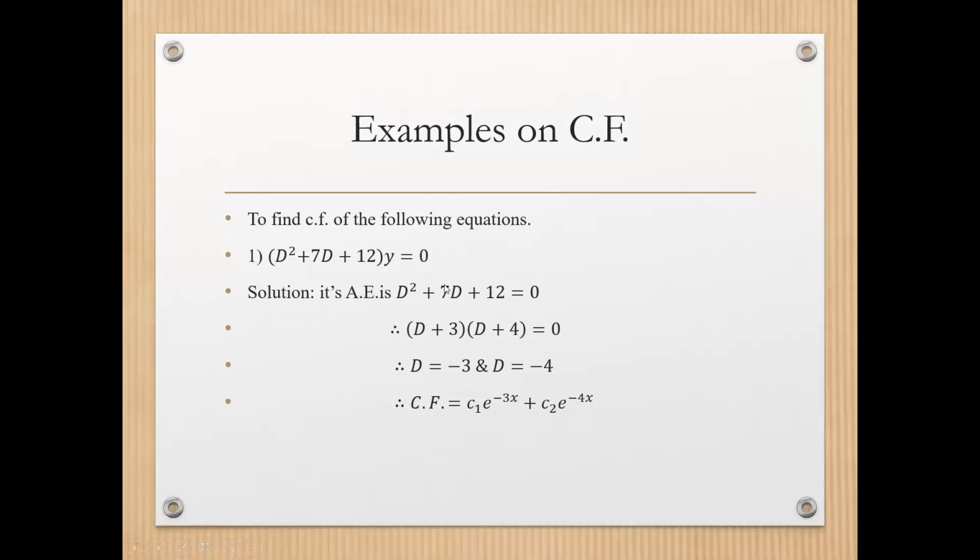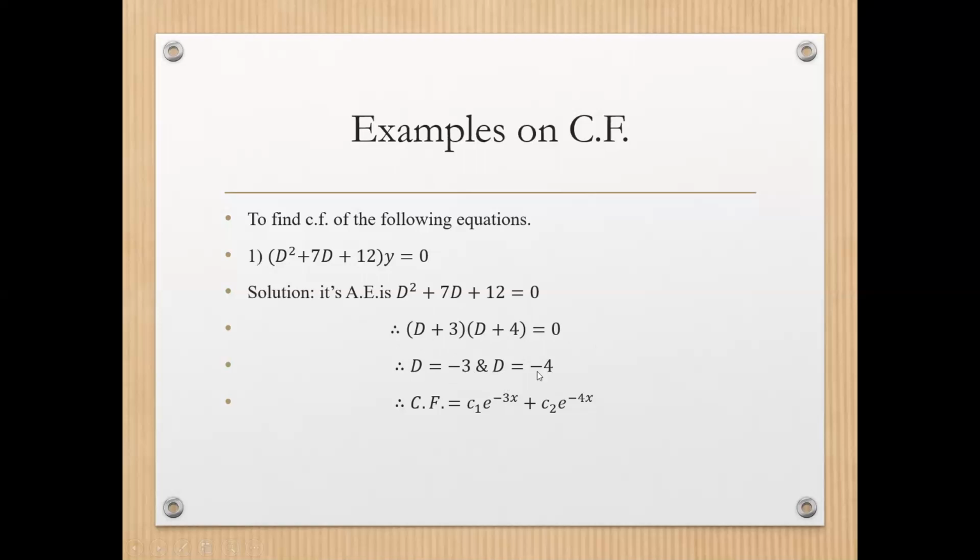As you know how to find the roots of this equation, we can factorize this quadratic equation like this: d plus 3 into d plus 4 is equal to 0. We can also find the roots directly by using a calculator, no problem. So d square plus 7d plus 12 is equal to 0 can be written as d plus 3 into d plus 4 is equal to 0. This implies d plus 3 is equal to 0 or d plus 4 is equal to 0, so d is equal to minus 3 and d is equal to minus 4. We see here that minus 3 and minus 4 are the real roots.